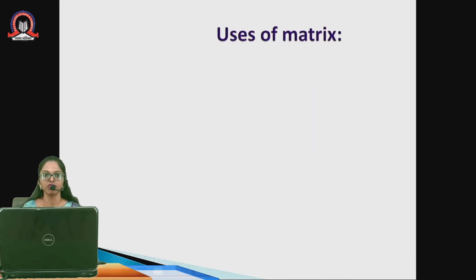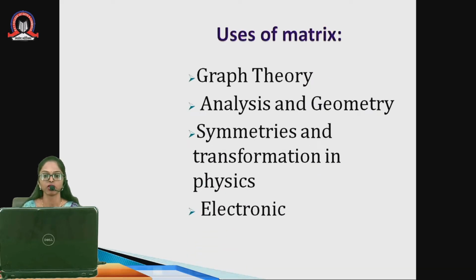Next we see what are the uses of matrices. The first use of matrices is graph theory. In graph theory, we use matrices for graph plotting. Next, analysis and geometry. Third, symmetries and transformations in physics. In the physics subject, we see the symmetries of a matrix and how to find the transformation. In these two areas we use matrices. And the last one is electronics. In real life electronics, we use matrices.